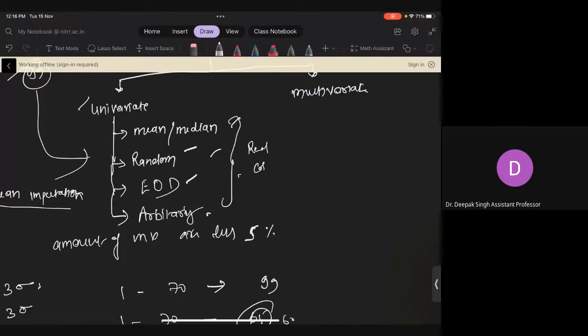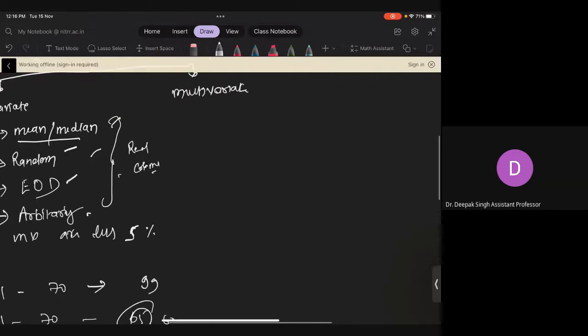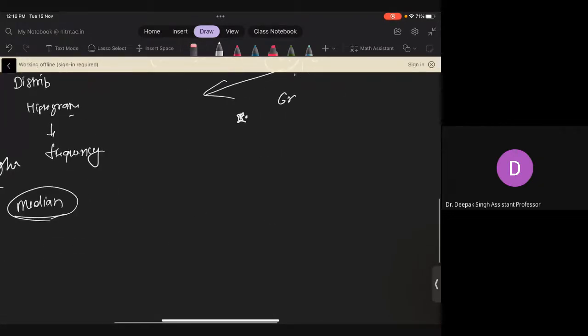Real columns means all those columns which are carrying real values. Can I apply mean or median onto a column which is having categorical data? Just understand my question. I'm saying that if my column is categorical, and now there are some missing values in my categorical column, can I use mean or median on that? No, right? What will we do there?